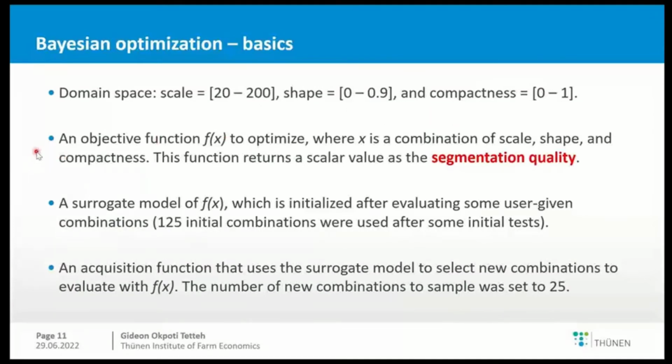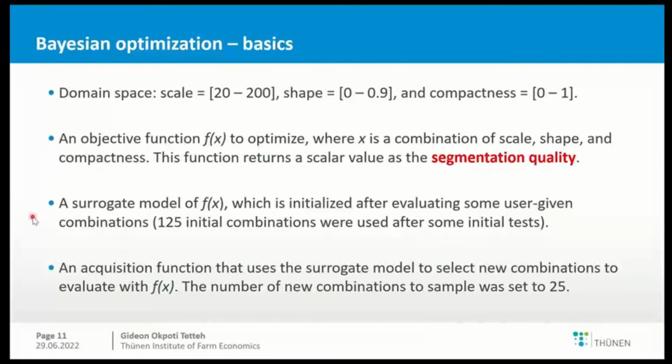And then the second thing to define is an objective function to optimize. In my case, it is simply a function that takes a combination of scale, shape, and compactness, and then it returns a scalar value that represents the segmentation quality. I'm going to come back to segmentation quality in the next slide.